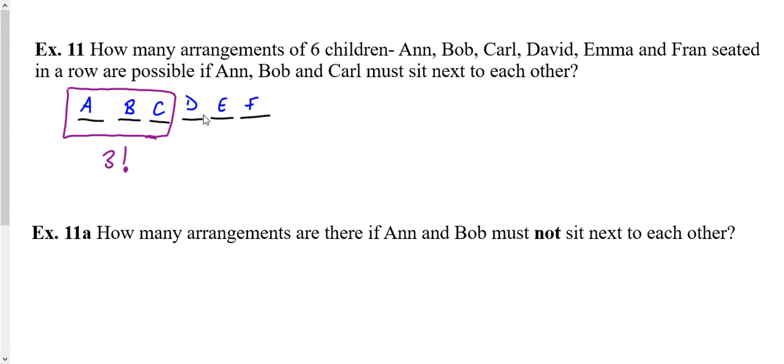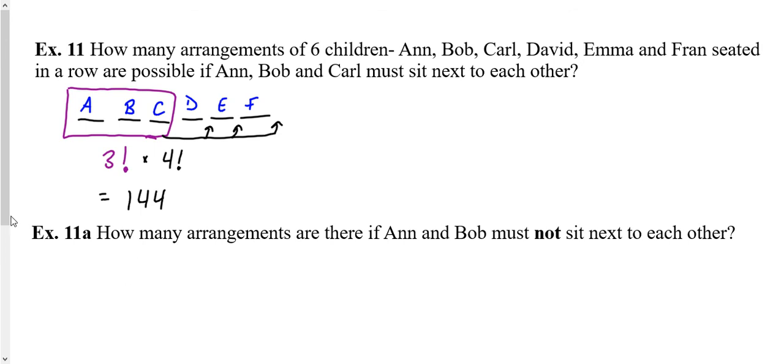Here, if they're together though, they can move in how many other positions? They can be in this first position here, position number 2, position number 3, or right at the tail end there, so that's the 4th position. So we're going to go 3 factorial multiplied by 4 factorial because they have 4 different spaces that they can sit in. So here, if I multiplied that together, in total I would get 144 arrangements of having just Anne, Bob, Carl together, and then David, Emma, Fran in some sort of order.